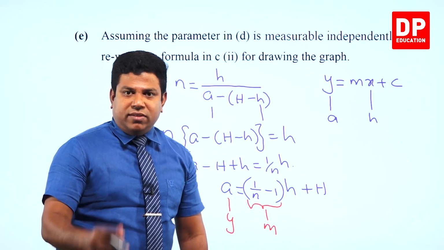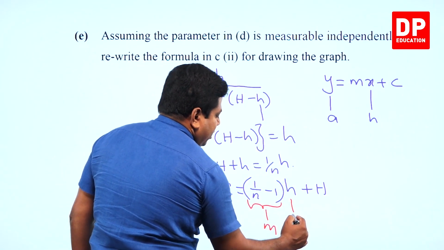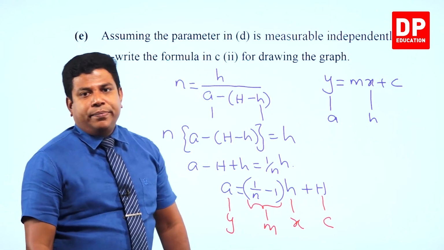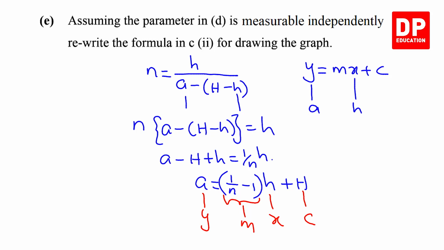The refractive index of the liquid is a constant, so this bracket will be constant. H is something that we are going to change, and this is also a constant. Y equals mx plus c. Clear? So this is the formula applicable to draw the graph. Next.